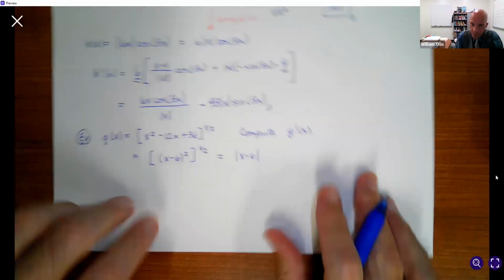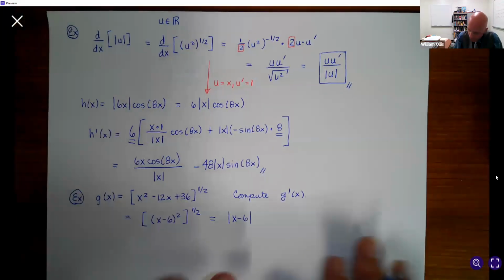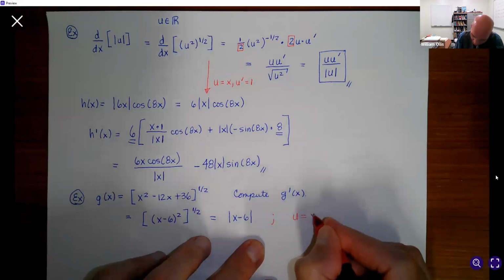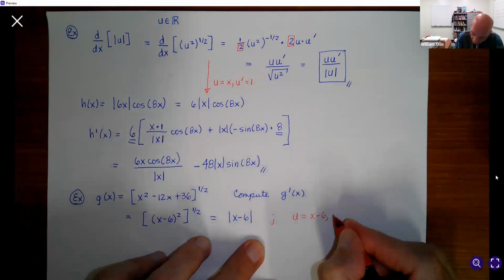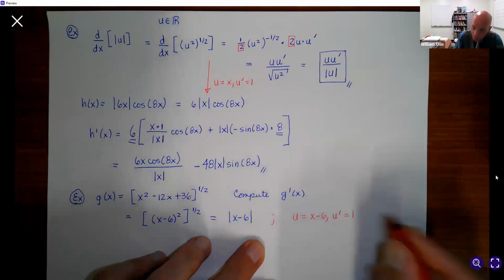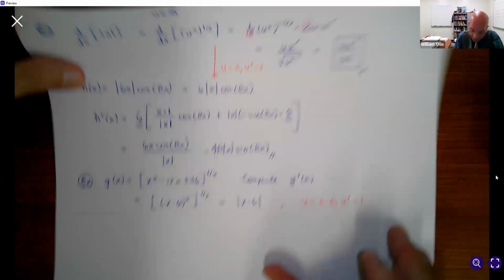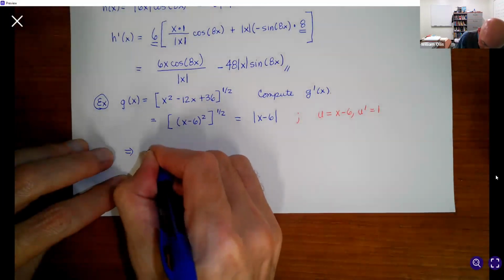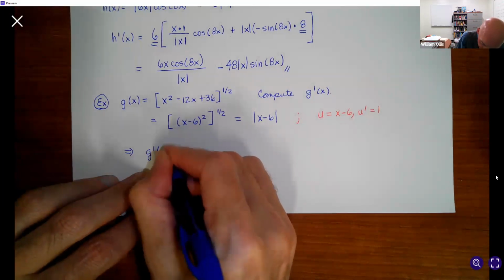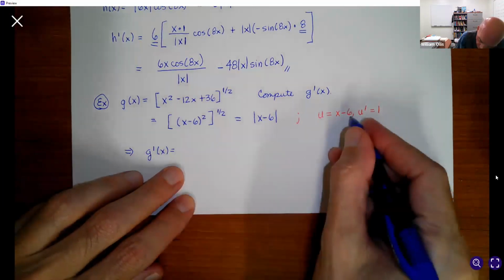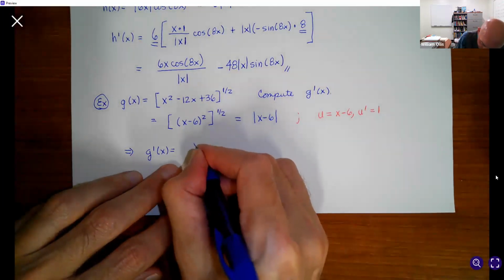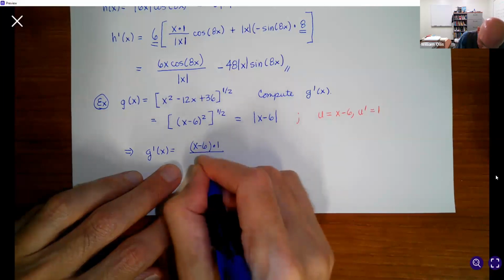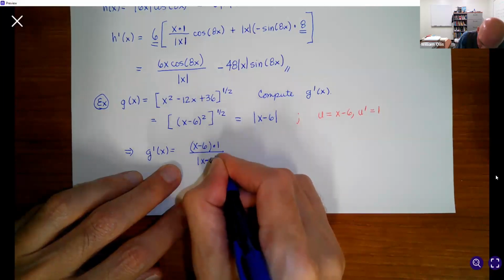So now we can apply the result here. If you will, it's just as simple as it was the last time. u is x minus 6, so u prime is 1. So let's apply it. So this implies g prime of x equals what? x minus 6, x minus 6. I'll just put the 1 there just to be complete, divided by the absolute value of x minus 6.